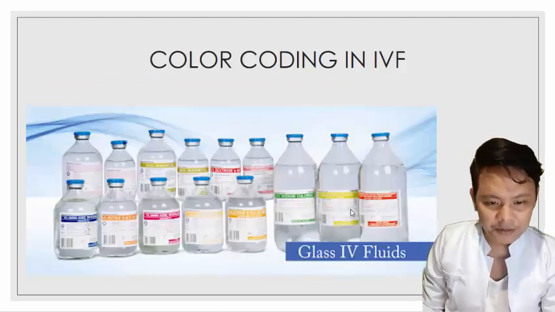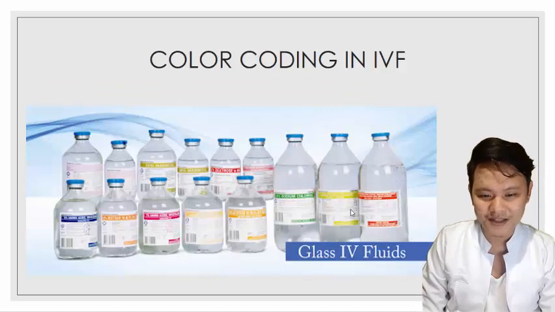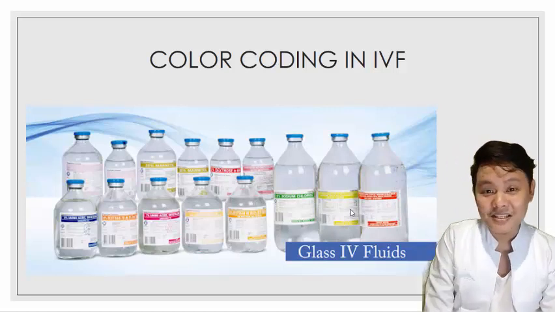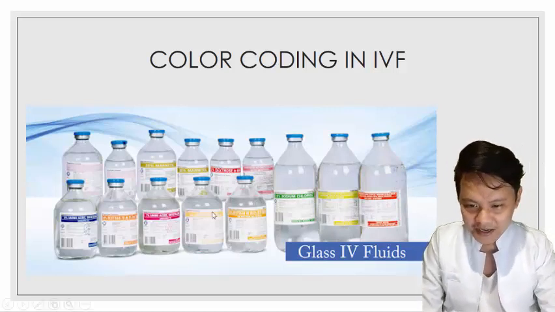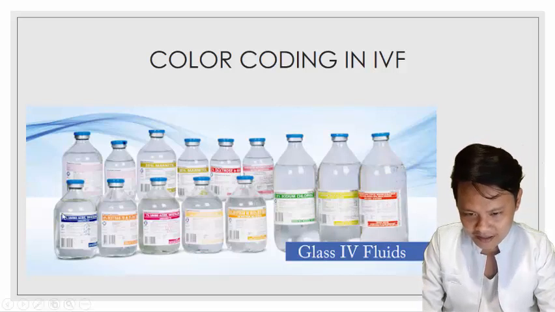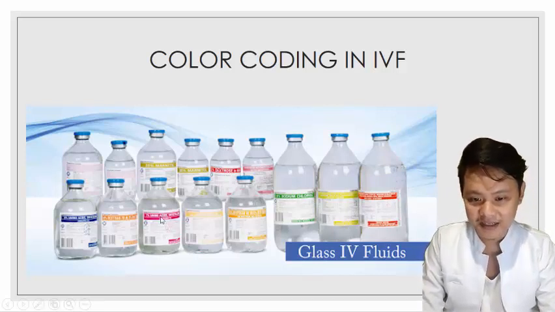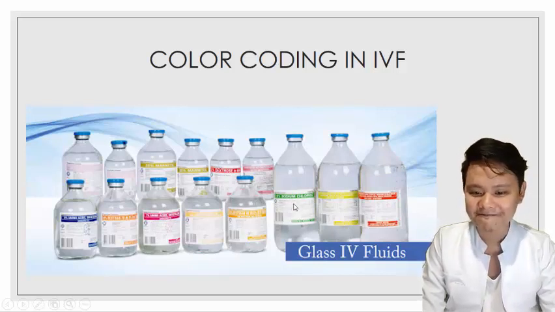Here's another example. But this time, it is glass IV fluids. So, nakalagay po siya sa bote. So, there's a rationale bakit nakalagay siya sa bote instead na sa plastic. So as you can see here, we have the dark blue, which is the plain LRS. Here, we have pink, which is the D5 LRS. We have the dark green, which is the plain NSS, and so on.